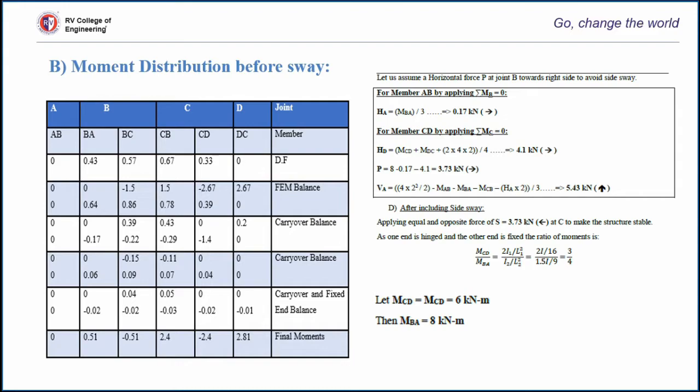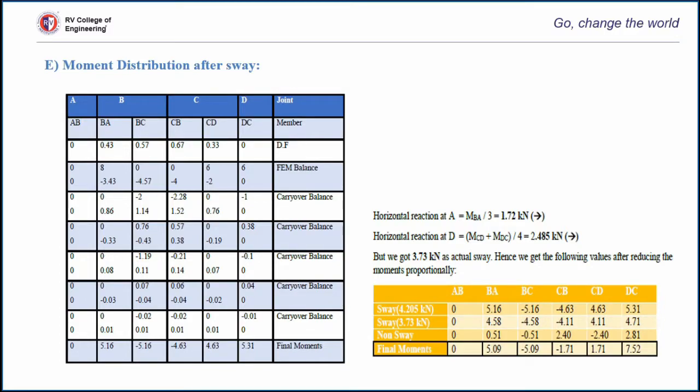As the joint D is fixed and joint A is hinged, we will get MBA for the member AB and MCD and MDC for fixed member CD. So by performing the similar moment distribution method, we will get the final moments as the following.